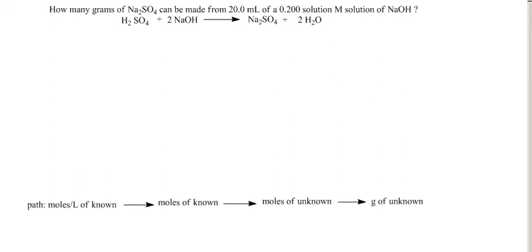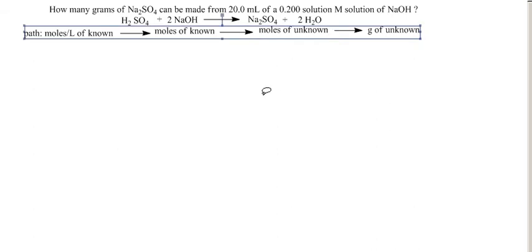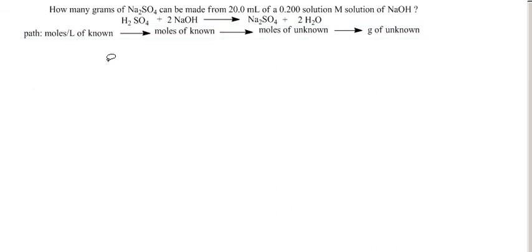H2SO4 reacting with NaOH to make water and Na2SO4. This is a standard acid, strong base reaction where you get water and a salt as your product. And in this reaction, the path that we're going to follow to do our calculation is to go from moles per liter, our concentration of known, to moles of known, to moles of unknown, to grams of unknown.